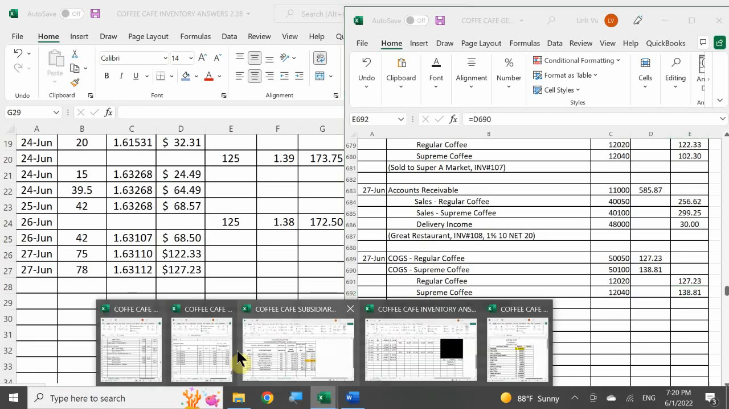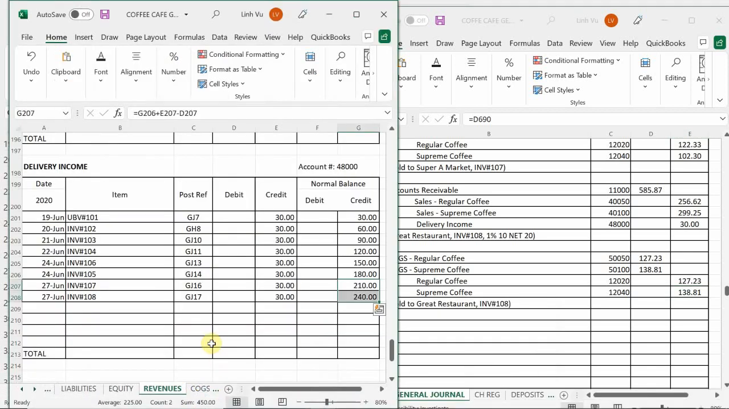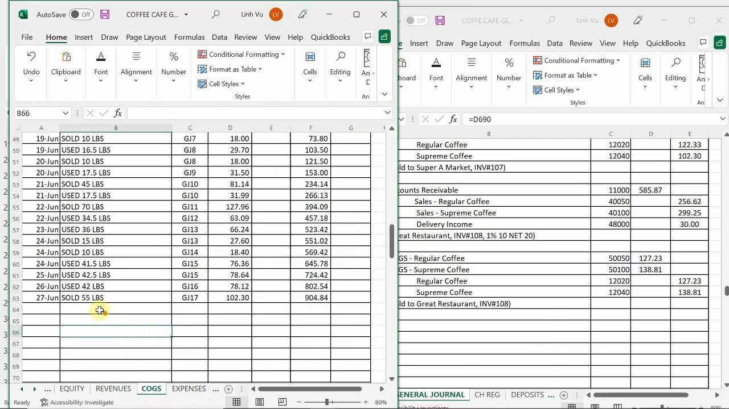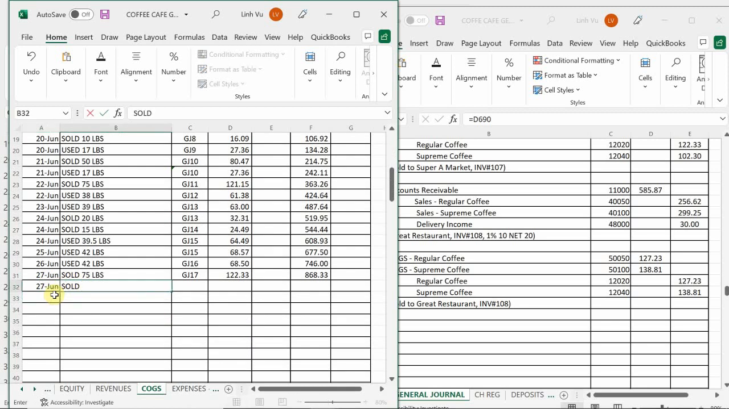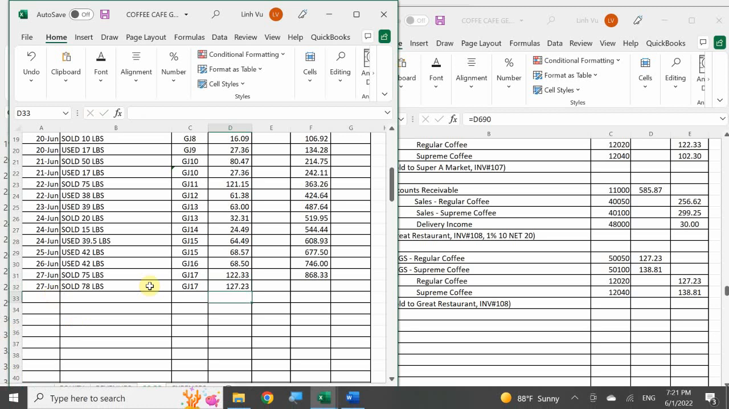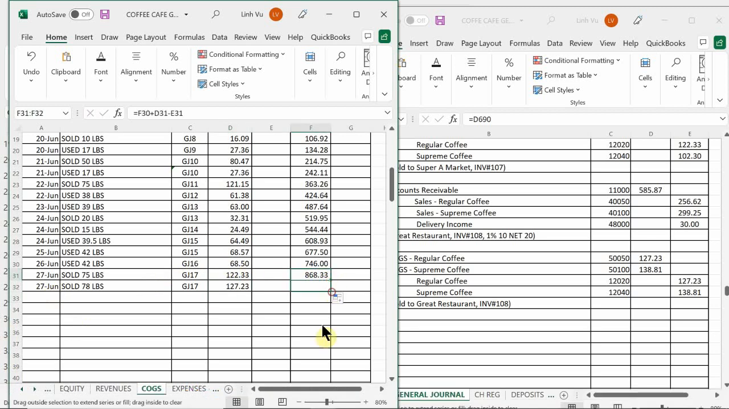So now I need to update my ledger so then my inventory worksheet, right, it matches my ledger. Starting with the cost of goods sold, okay, for my regular coffee, I sold 78 pounds. Okay. Still on this General Journal 17 for 127 and 23 cents. Okay. And that gave me a grand total of $995.56.